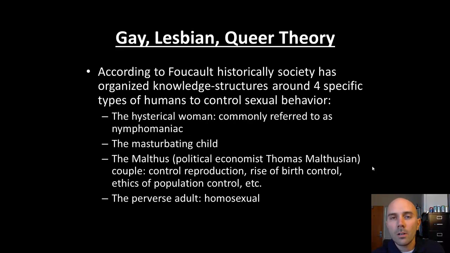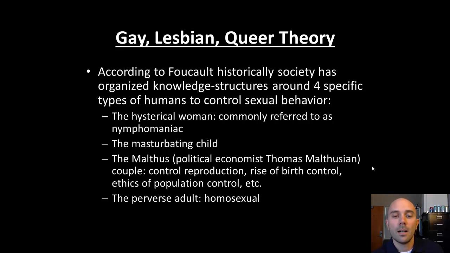Now, according to Foucault, another key figure in queer theory, through his sociological research he was able to identify four specific types of humans that society has tried to control throughout history, and labeled these behaviors as aberrant or deviant. One is the hysterical woman, which we might commonly refer to as the nymphomaniac, a person that society has tried to control. Of course, it's true throughout patriarchal societies that men have been more free to express their sexuality and women have been more repressed.